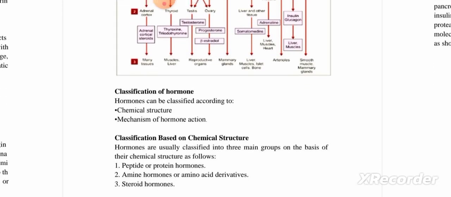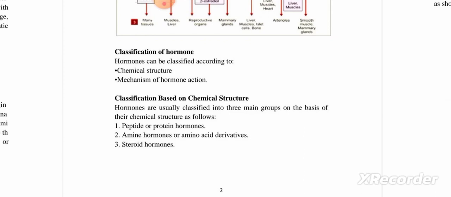Classification of hormones. Hormones can be classified according to chemical structure and mechanism of hormone action. Classification based on chemical structure. Hormones are usually classified into three main groups on the basis of their chemical structure as follows: peptide or protein hormone, amine hormone or amino acid derivative, steroid hormone.